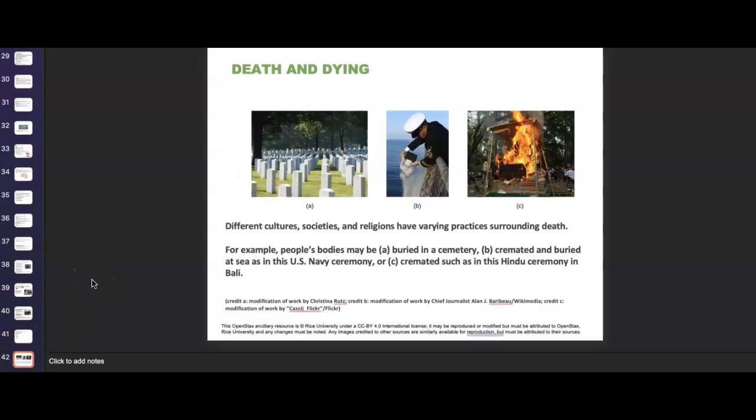Death and dying is different based upon culture, society, and religions. People's bodies may be buried in a cemetery, cremated and buried at sea, as in this U.S. Navy ceremony that you see in image B, or cremated such as this Hindu ceremony in Bali. Many different cultures take death and dying in a different way.